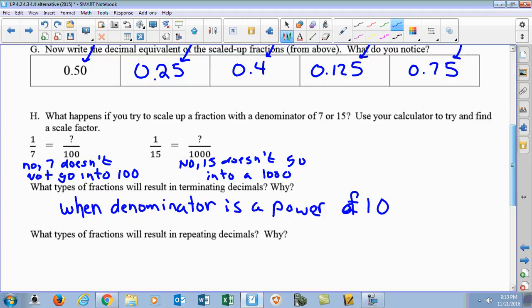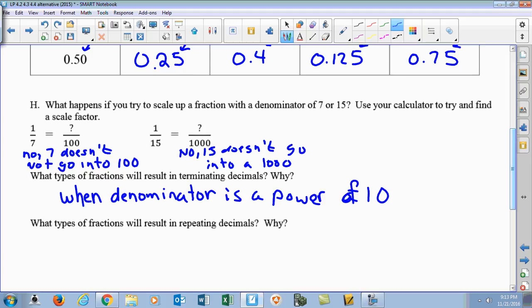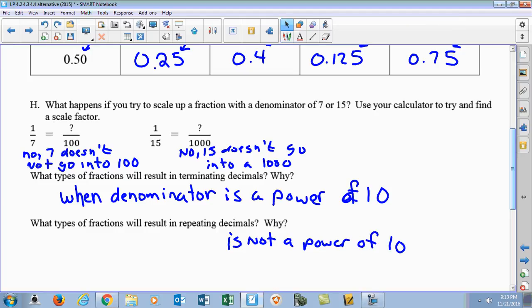And again, what types of fractions are repeating decimals? That's when the denominator is not a power of 10. Two big distinct differences. When it doesn't go into those base 10 numbers, 10, 100, 1,000, and so on, it'll repeat. When it goes in, it terminates.